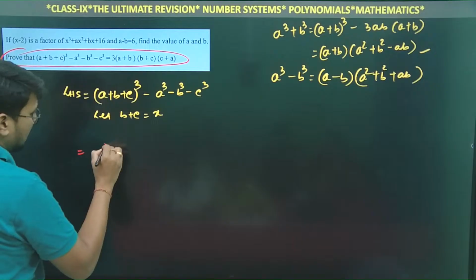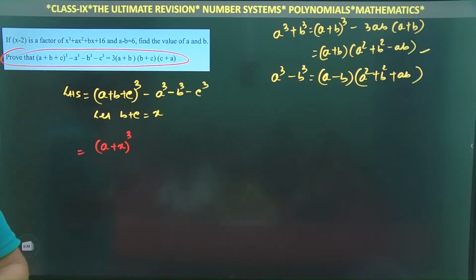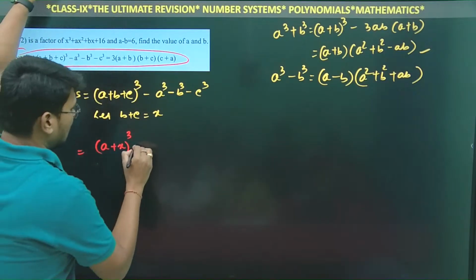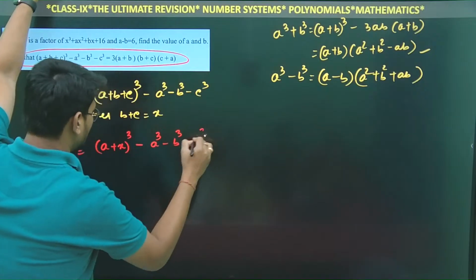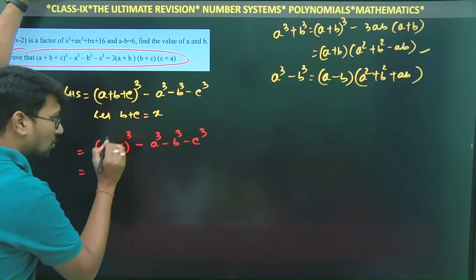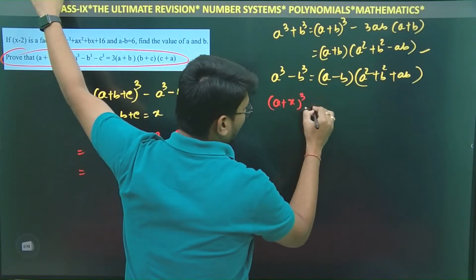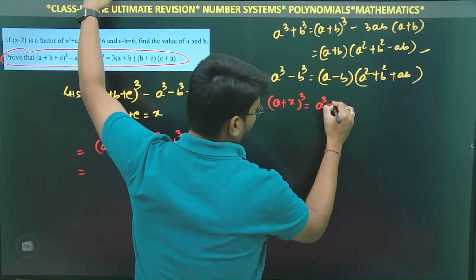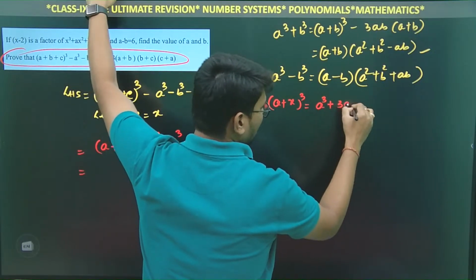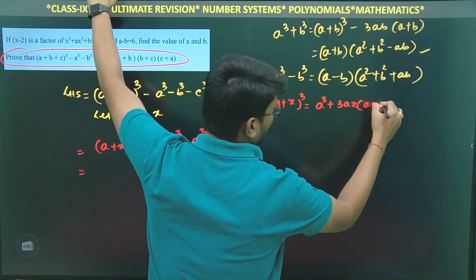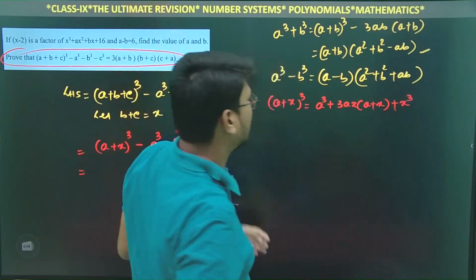If b plus c is x, I can write this as a plus x whole cube minus a cube minus b cube minus c cube. Now tell me, children, what is a plus x whole cube? It is a cube plus 3 into ax into a plus x plus x cube, right?